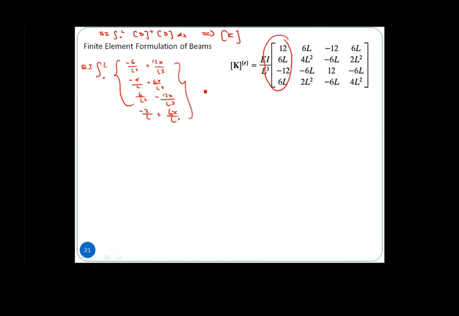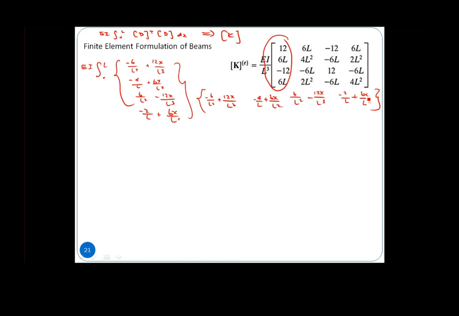Okay, so multiply with the D in the S di dj. So basically we minus again with negative 6 over L squared plus 12x over L cubed. Then negative 4 over L plus 6x over L squared. Then we have 6 over L squared minus 12x over L cubed. Then we have negative 2 over L plus 6x over L squared.